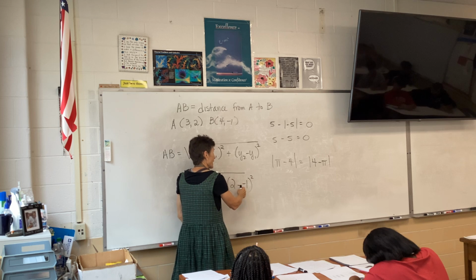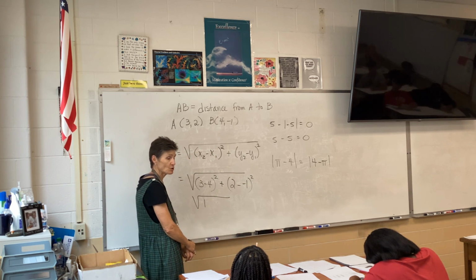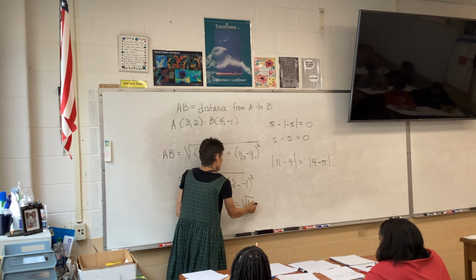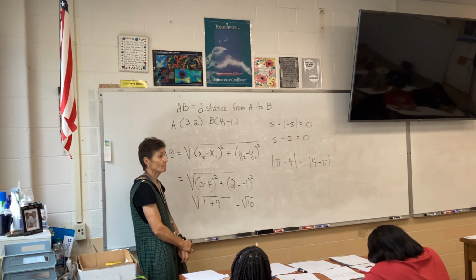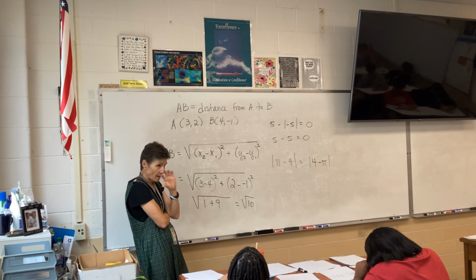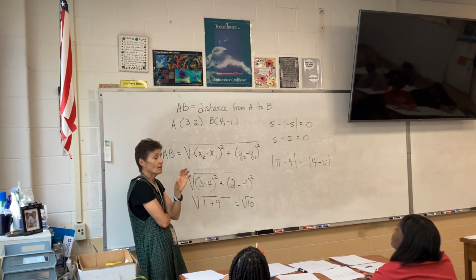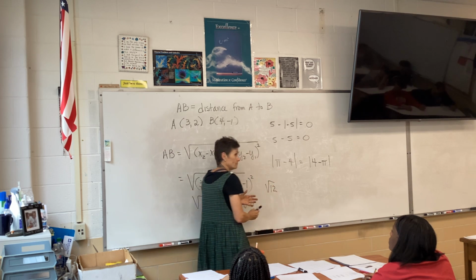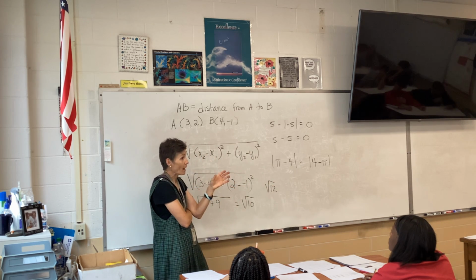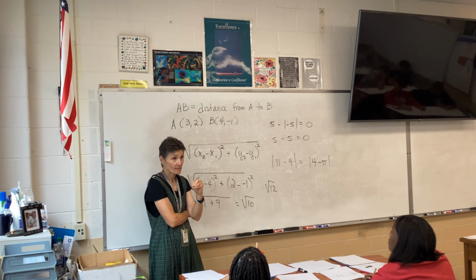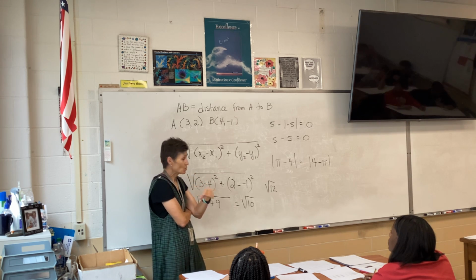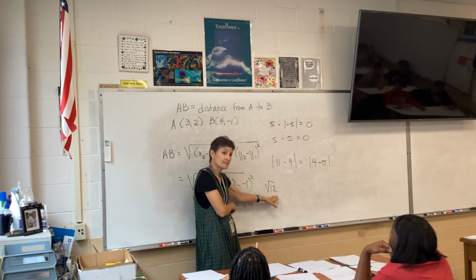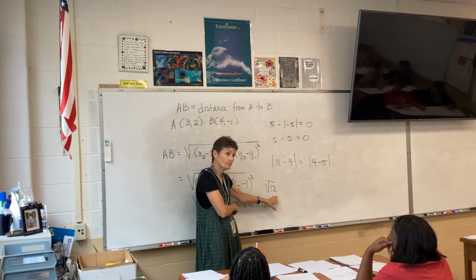2 minus negative 1, 3 squared is 9. So our answer is the square root of 10. Now, sometimes when we do this, we don't get the square root of 10. Sometimes we get something like the square root of 12. Remember, if your radical simplifies, you need to do that. Square root of 10 does not, so we're done. That's the answer. Do you know what I'm talking about when I say simplify the square root of 12?